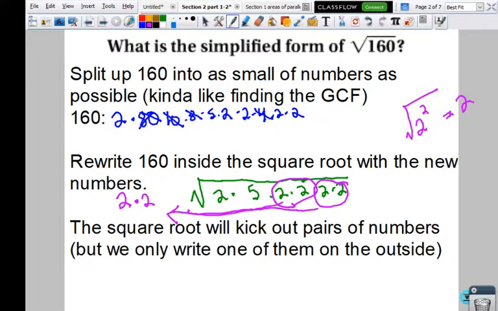So do they have to be in order when you write it? No, it can be wherever. For example, I could have taken this 2 and this 2 and shoved them together and kicked them out. I just picked the ones that are next to each other.